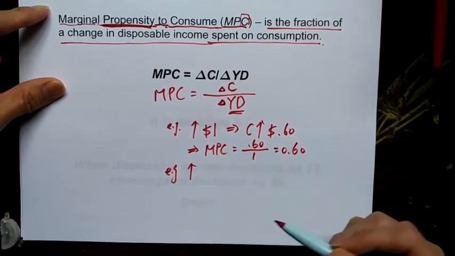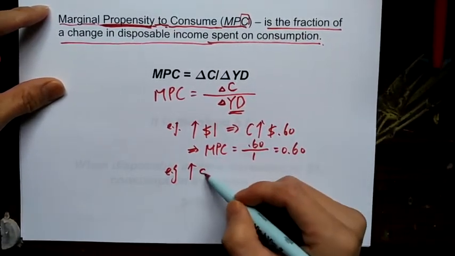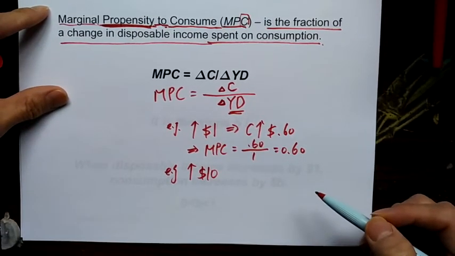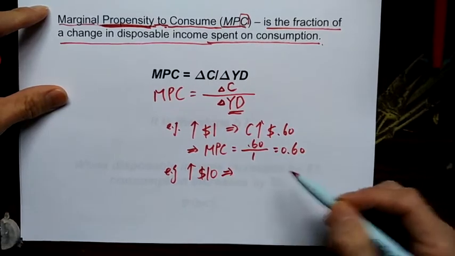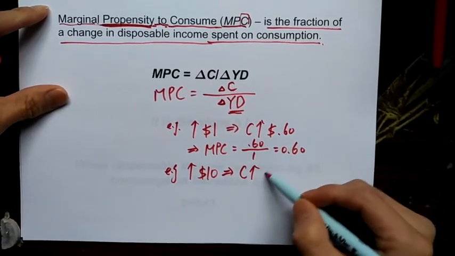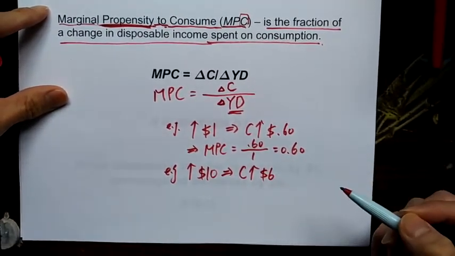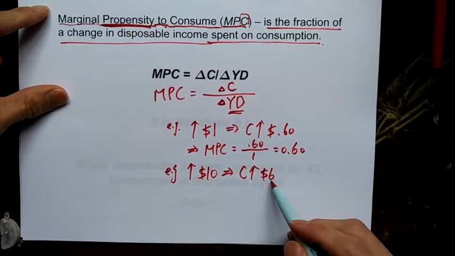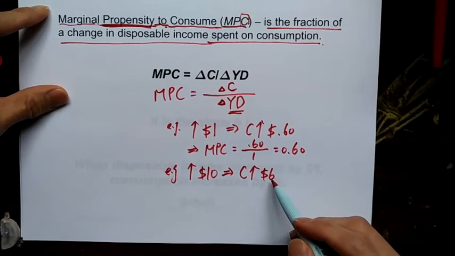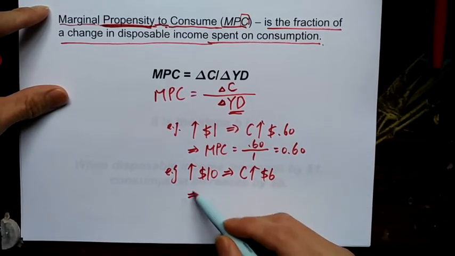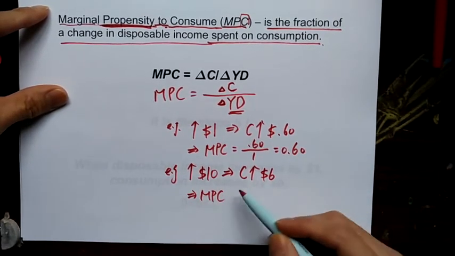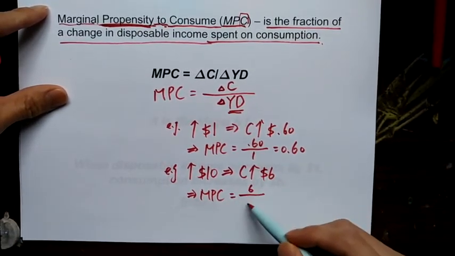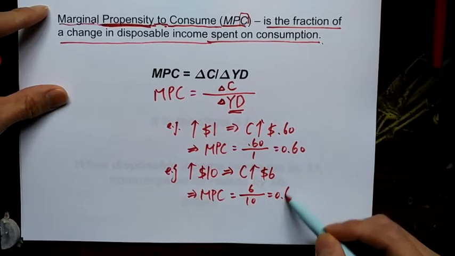If your disposable income increases by $10 and your consumption increases by $6, that is, I give you $10, you spend $6, you save the other $4, then what is your marginal propensity to consume? The answer is 0.6.